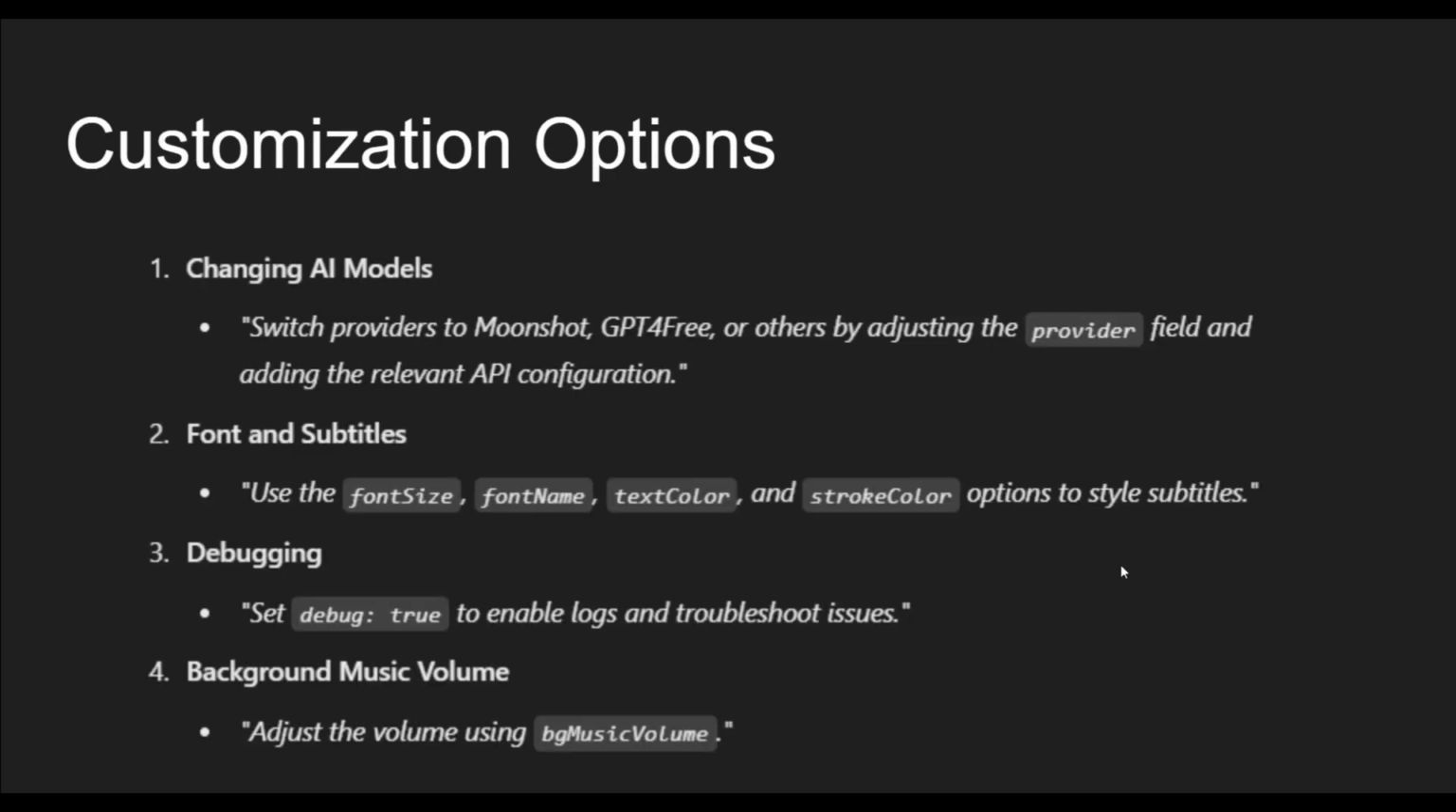After that, we have a full set of customization options. We can change AI models, switching providers to Moonshot, GPT-3 or others by adjusting the provider field and adding the relevant API configuration. We can adjust fonts and subtitles using options like font size, font name, text color, and stroke color to style subtitles. We can also enable debugging, and add background music volume. That's all fully customizable inside this project.